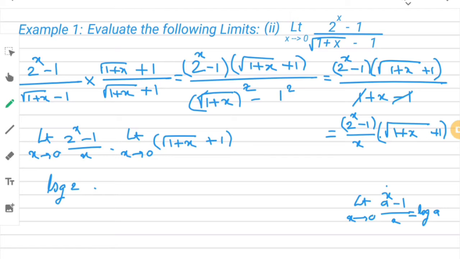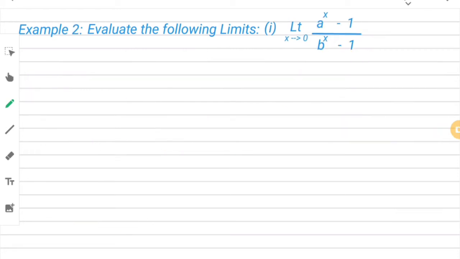Root 1 is nothing but 1. Then 1 plus 1 is 2. Finally, we'll get the answer as 2 log 2. Okay. Now example 2. Evaluate the limit.